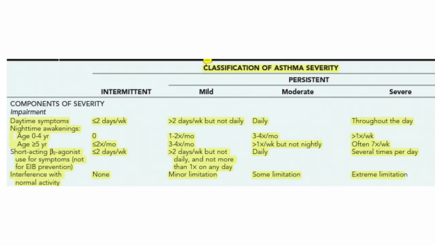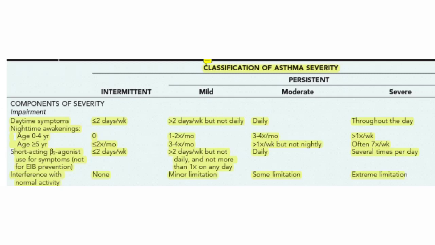So nighttime symptoms: we divide it into age 0 to 4 years and more than 5 years. In intermittent, in 0 to 4 years, there are no nighttime symptoms. In mild, 1 to 2 nights per month. In moderate, 3 to 4 nights per month. And in severe, more than 1 per week, but not every night. So for 0 to 4 years, in intermittent, no nighttime symptoms. In mild, 1 to 2 nights per month. In persistent moderate asthma, 3 to 4 nights per month. And in severe asthma, more than 1 per week, but not daily.